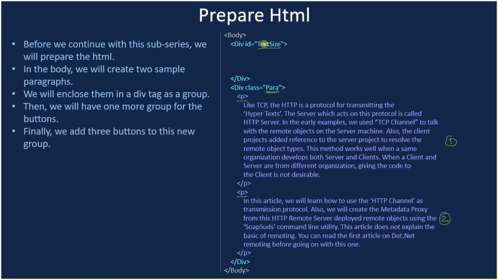Finally, we add 3 buttons to this new group. Here we added buttons, and each button has an ID: original, plus, minus. Make big, make small, that's the text. By looking at these buttons, you may have got an idea of what we are going to do. When the user clicks this plus button, the paragraph size will increase, and when they click minus, the paragraph size will reduce, I mean the text size. So that's all. We have two groups.